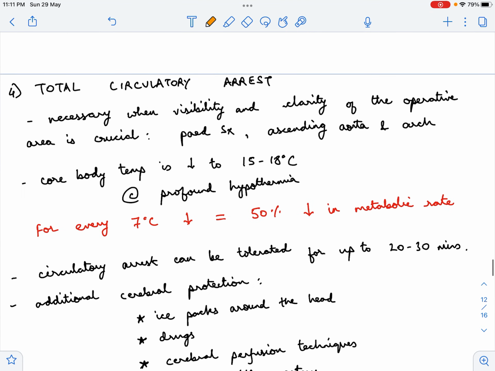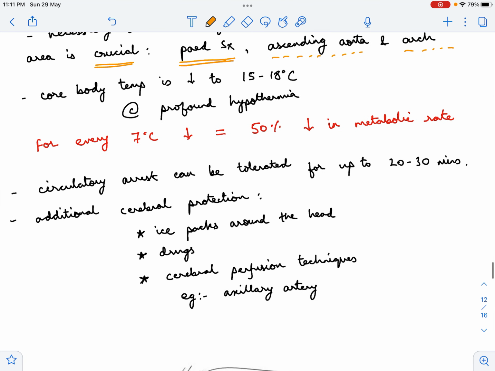Next, you can use something called total circulatory arrest. Total circulatory arrest is necessary when visibility and clarity of the operative area is crucial. For example, if you are operating in children, in pediatric surgery, if you are operating on the ascending aorta, or if you are operating on the arch of aorta, in these situations you will need total circulatory arrest. In total circulatory arrest, the core body temperature is decreased to 15 to 18 degrees Celsius. That means you are inducing profound hypothermia.